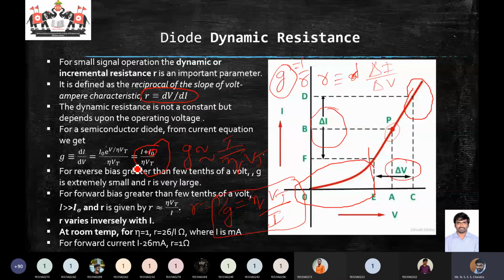So you can see that dynamic resistance is smaller compared even to the static resistance. In some books, they call static resistance as DC resistance and dynamic resistance as AC resistance. So do not get confused. Your DC resistance is nothing but your static resistance. AC resistance is nothing but your dynamic resistance.